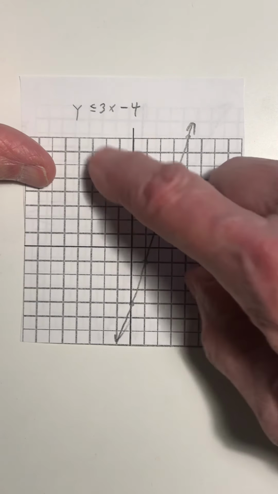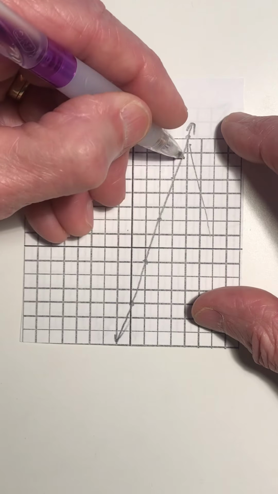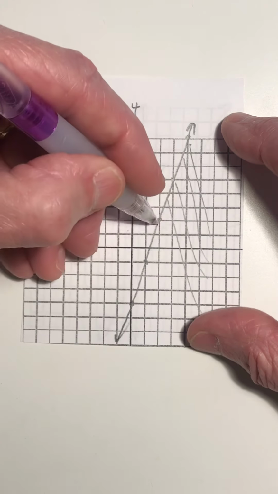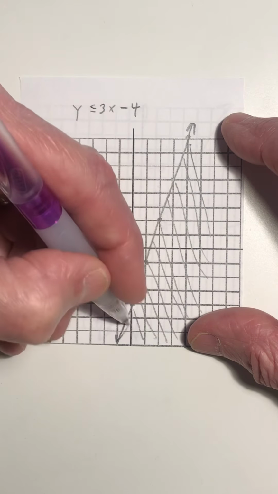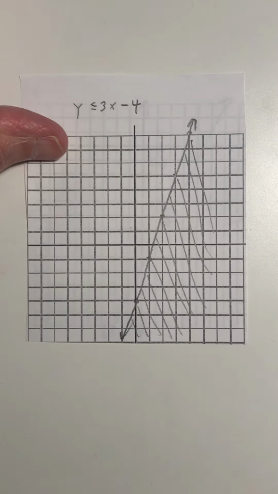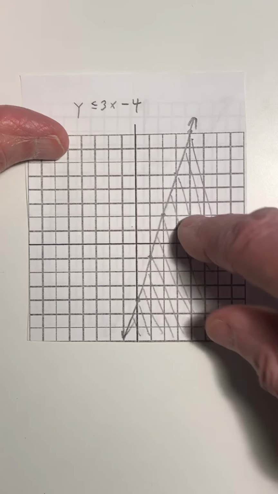So where do we do the shading? It says y less than, so we shade below. We shade over here. That's it. If you're artistic, you can get colored pencil or markers or whatever. Use a paintbrush. Make it beautiful. Anyhow, there's the finished graph for that one.